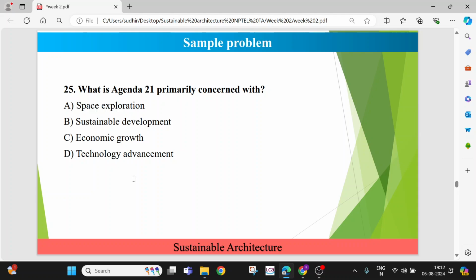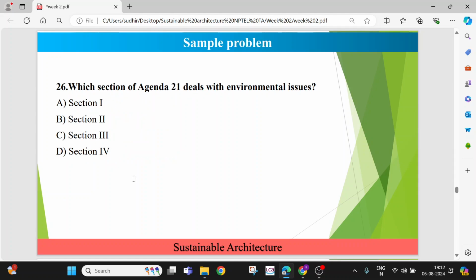So can we move to the next question? Question number 27, or, yes, 26. Yes, sir. Okay, then this is question number 26. Based on your understanding of Agenda 21, you should be able to answer question number 26. Let's see how far you have understood it. Section 2. Option B, sir.